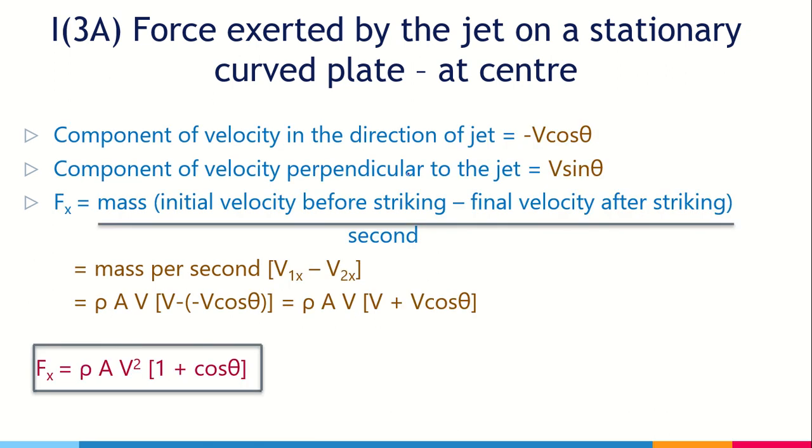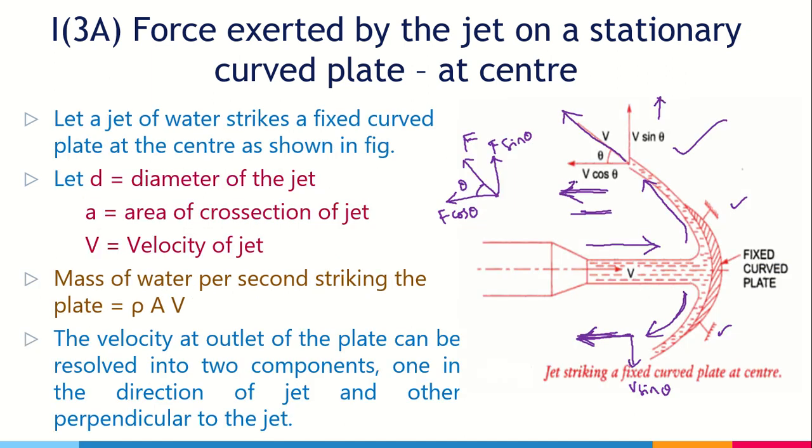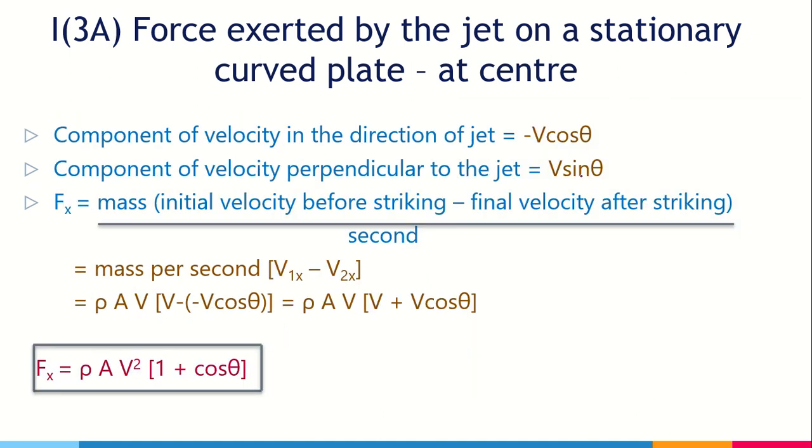The mass of water striking formula will be the same as for the stationary case. So the component of velocity in the direction of the jet is minus v cos theta. Why? Because you can see here v cos theta is towards left, and our direction of flow is towards right, so I'm taking it as minus v cos theta. Since I'm considering the y component to be upward, it is plus v sin theta.